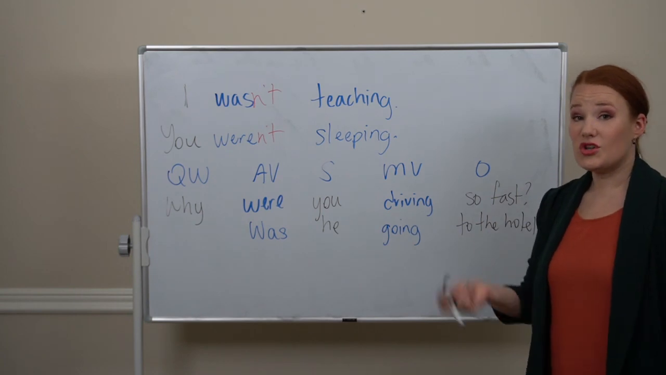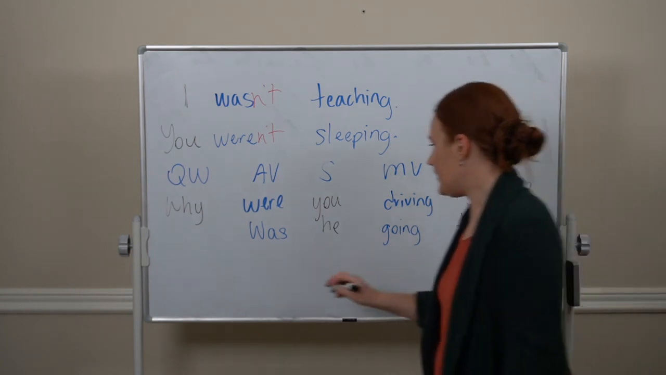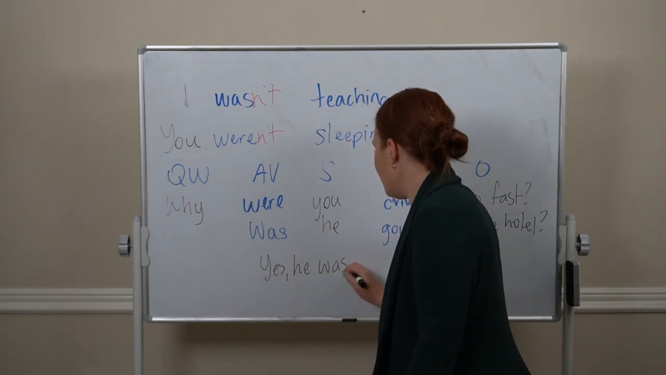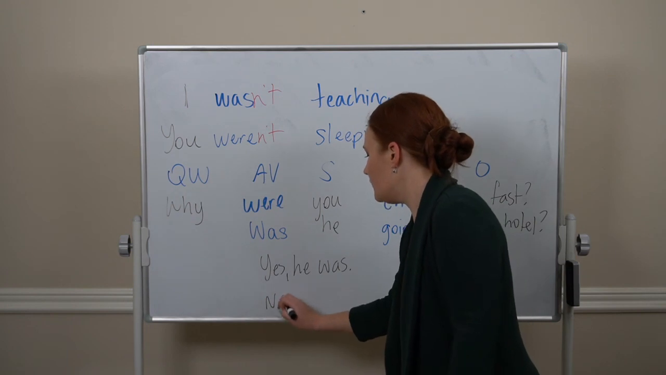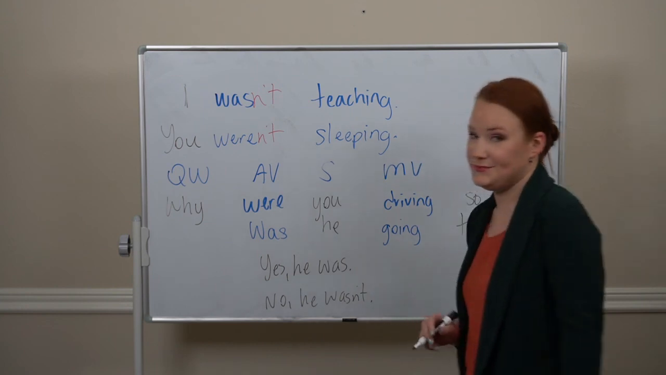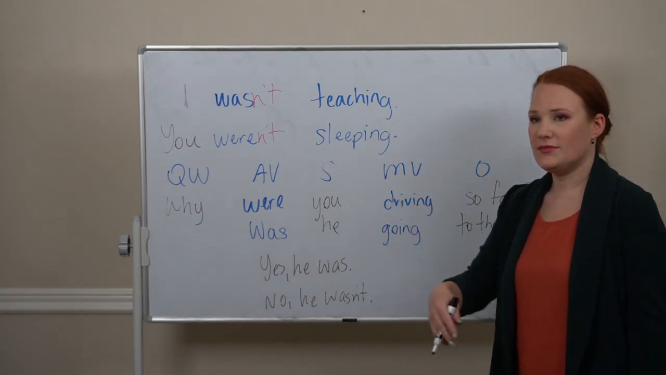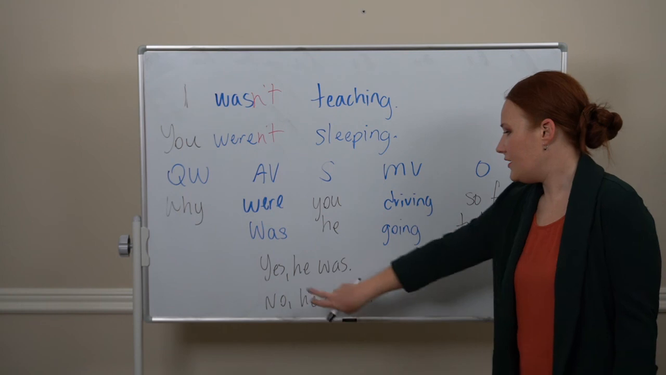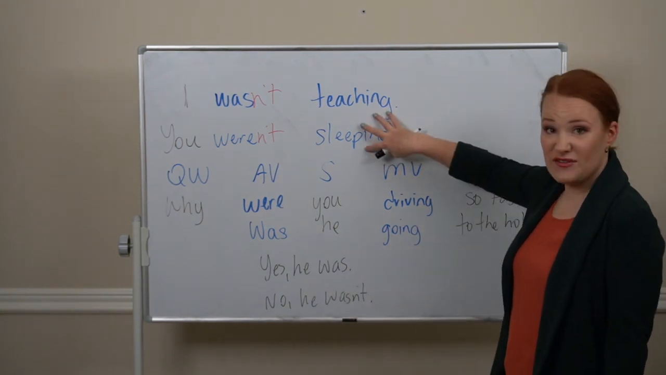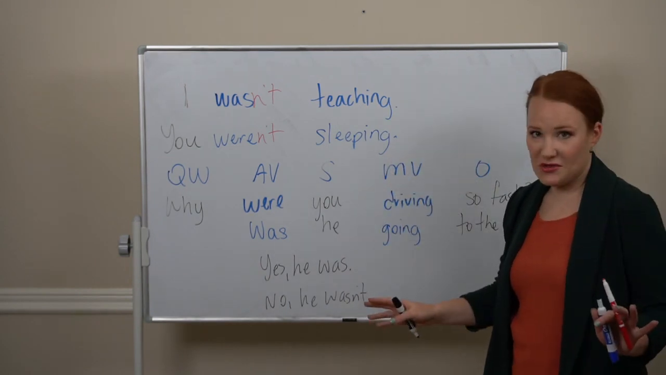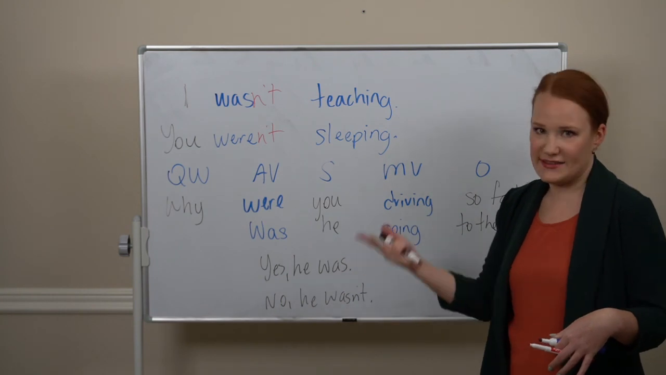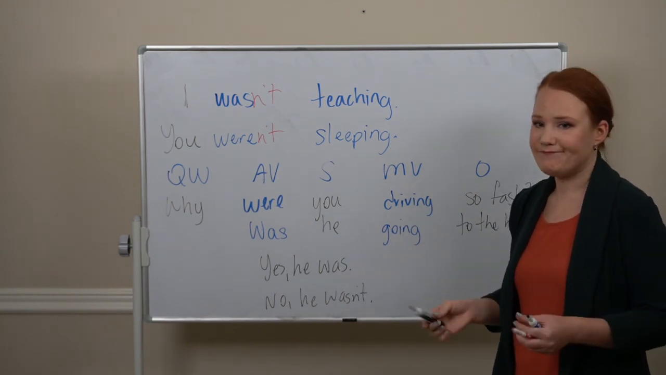And for the short answer, we can say yes, he was, or no, he wasn't. Yes, you were, no, you weren't. Subject and the auxiliary verb. These ing verbs are the same as present continuous tense, so all those spelling rules, syllables, and Y, and CVC, those are all the same, okay?